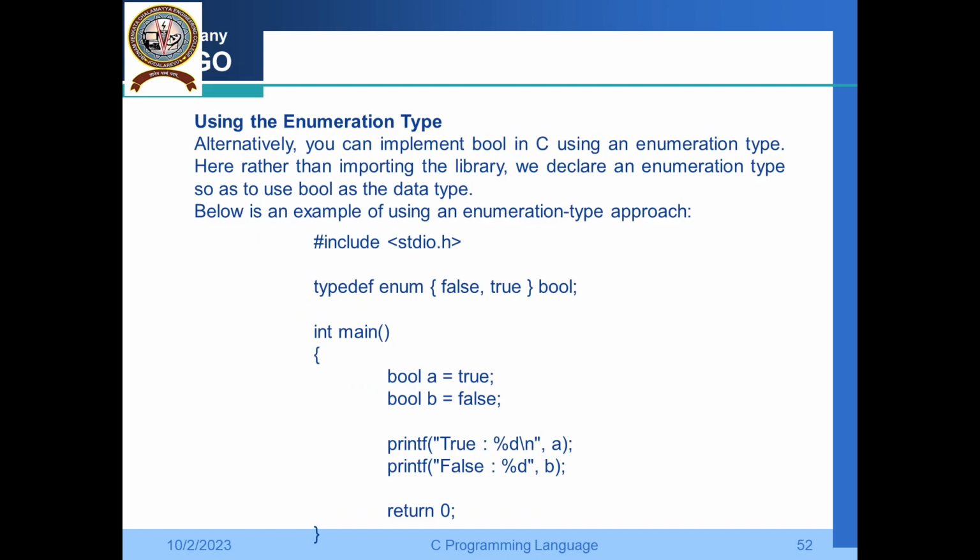Similarly, we can go for using the enumeration type. Alternatively, we can implement the boolean in C using the enumeration type. Here, rather than importing the library, we declare an enumeration type, so we use the boolean data type. Include stdio.h, using the same header file. Typedef enum false, true, bool. Same thing, int main. In our statement block, you can write bool a is equal to true, bool b is equal to false, and printf true comma a and false %d b. So like that also you can implement.